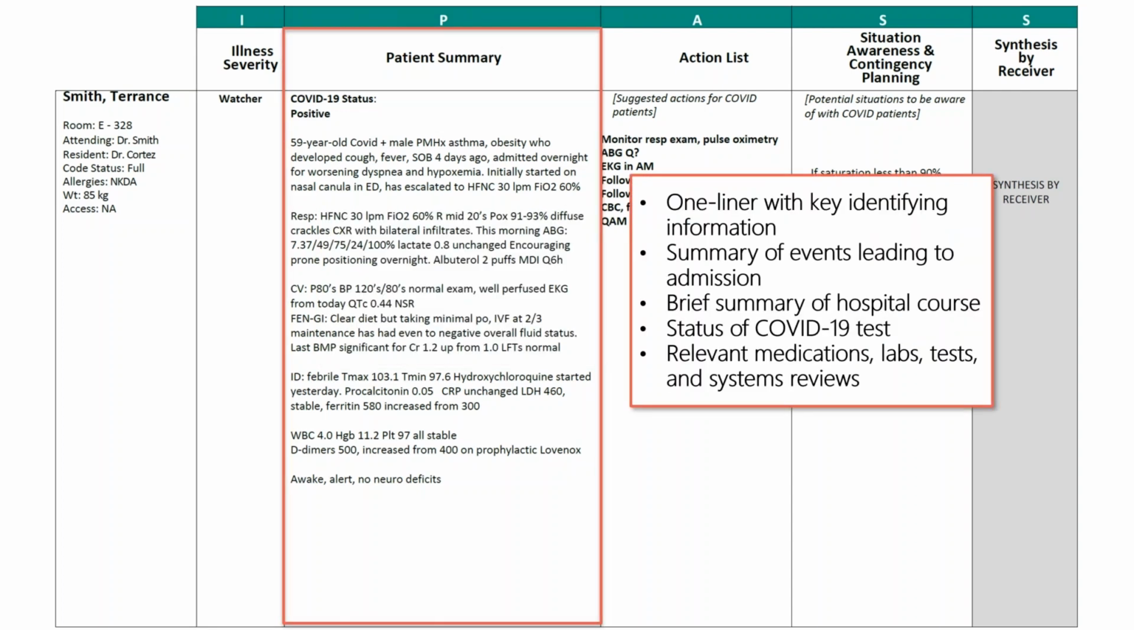The patient summary section provides a summary statement or one-liner that contains key identifying information, clinical context, a concise description, and synthesized key elements of patient illness. It should also include a summary of events leading to admission and a brief summary of the hospital course. Additional information on the patient's care can be formatted in a problem or system-based assessment and should be adapted to your internal workflow. For all patients, you should indicate whether they have received a positive, negative, or unknown result for COVID-19 testing. Whether caring for a COVID-19 patient on the general floor or in the ICU, our written handoff template includes suggested pieces of information to convey as part of this summary.